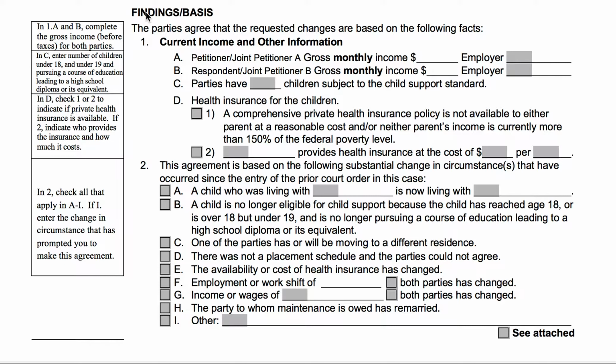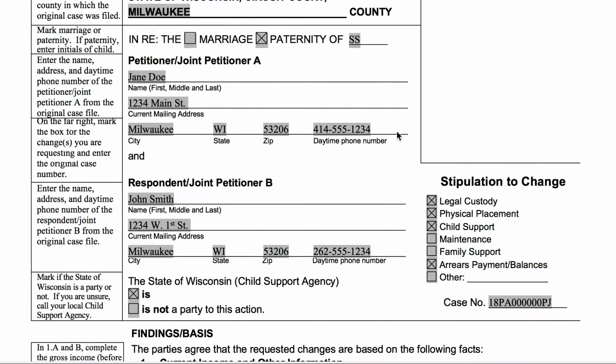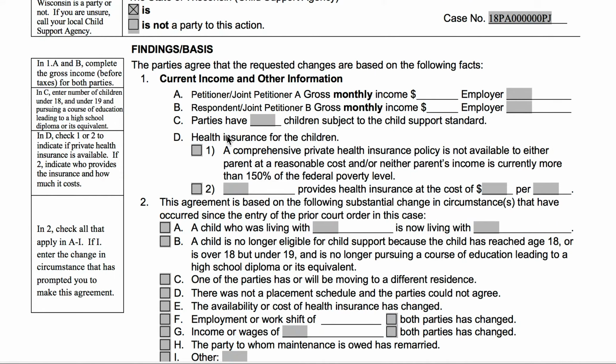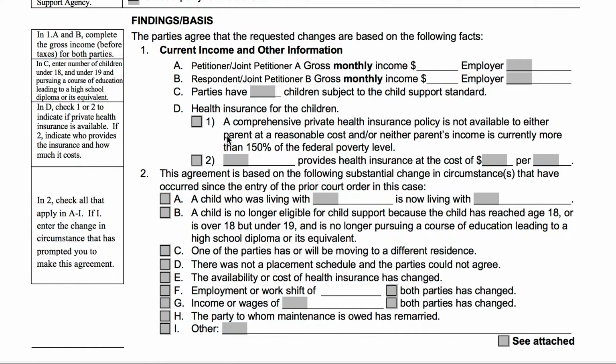All right, so now we'll get into the form. So this is the findings and basis. It's the bottom half of the first page of the stipulation. Before, I walked you guys through the caption up top here, and now we're going to go through the findings and basis in this video.